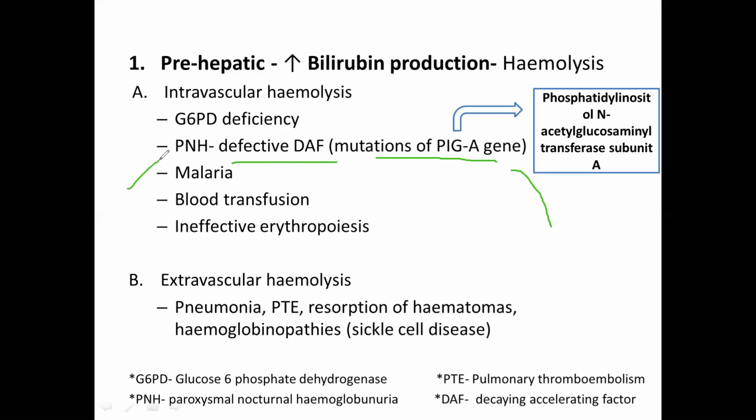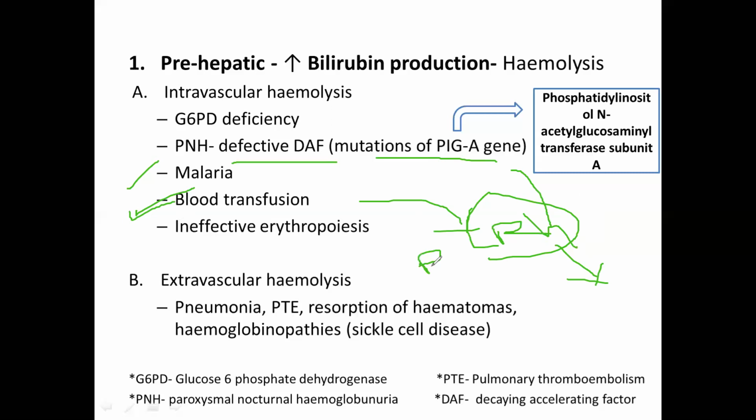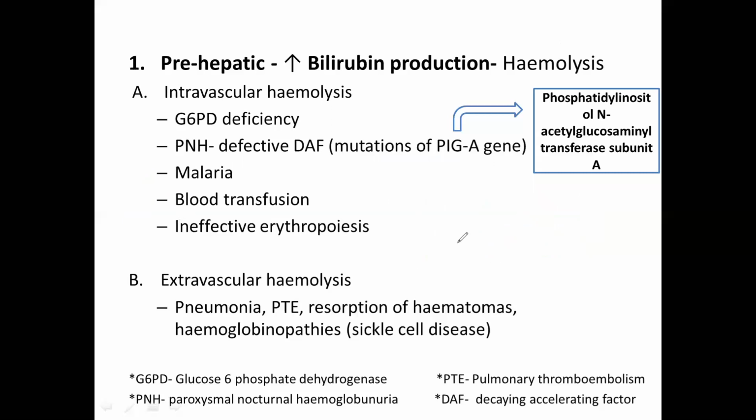The next reason is malaria, that we all know. Next is blood transfusion. It usually occurs when an Rh negative patient receives Rh positive blood. So basically it is an incompatibility mismatch, you can say. If there is an incompatibility of this ABO system, that will cause intravascular hemolysis, because if an Rh negative patient gets Rh positive blood, what will happen within 24 hours? The Rh negative patient will produce antibodies against Rh positive blood, so that will cause hemolysis.